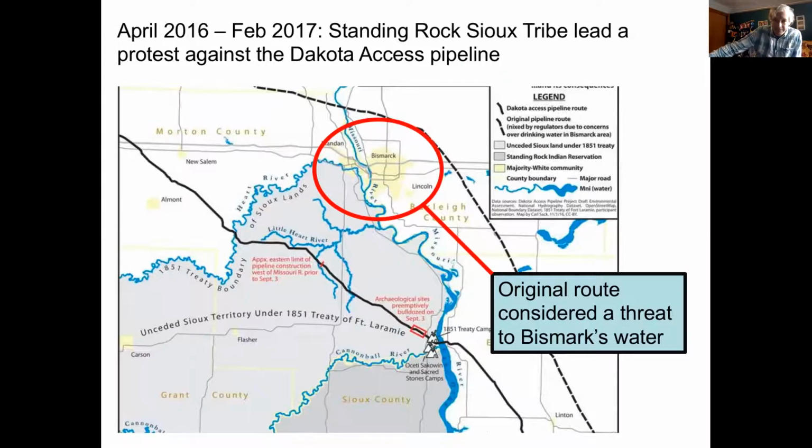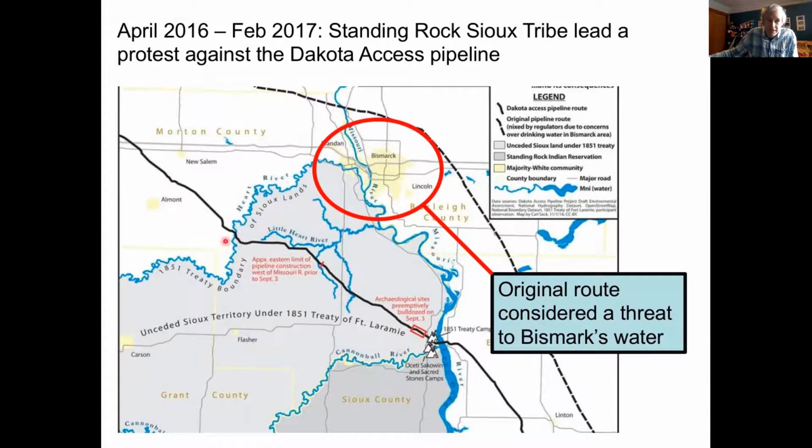And the main thing they were initially very angry about was the changing of the route, because this dashed line is the original route, the original proposed route. However, this original route was moved because it was considered a threat to the water supply for the Missouri River to the town of Bismarck. So there's a town, a sort of standard normal town, here's the pipeline, and it was considered that the pipeline crossing this one river poses a threat to the water supply. So they moved the pipeline from here, and here's the new route.